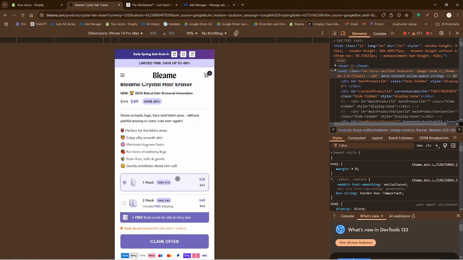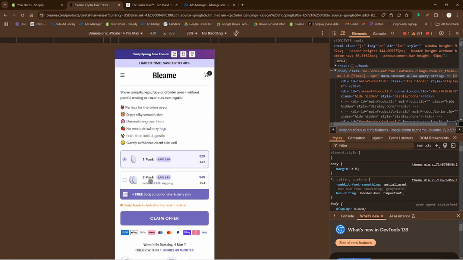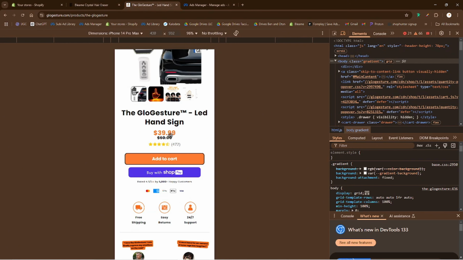That's an arbitrary number, just my intuition. I would assume most people are buying 1. But the offer is strong enough that a lot of people will buy 2, because 1 includes free shipping, 2 gets a free body scrub offer for silky shiny hair that ends today. So they're pushing you to buy 2, whereas on this store, your only option is to buy 1.